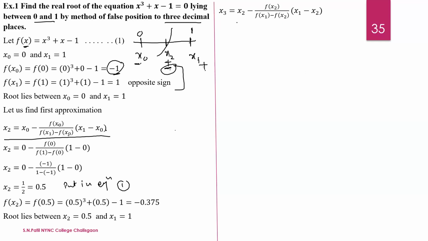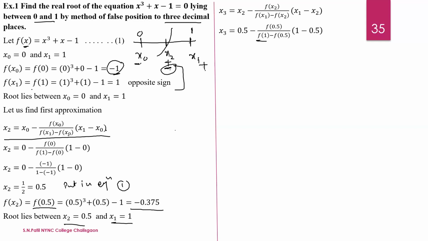Now substitute the value of x2. x2 is 0.5, x1 is 1. Substituting the value, we get this. Okay. Now what is the value of f of 0.5? We have calculated, f of 0.5 is minus 0.375. We substitute here.